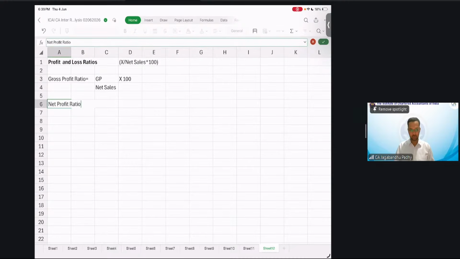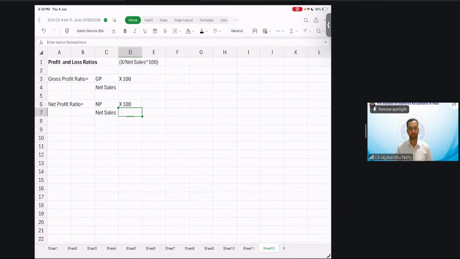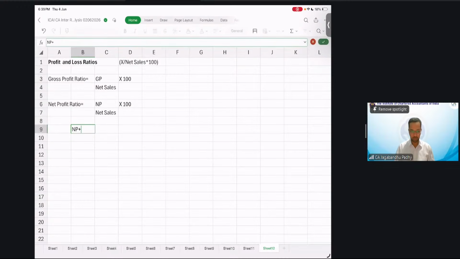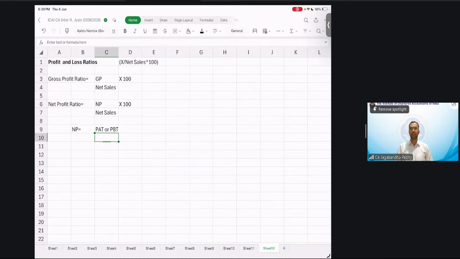Net profit ratio will be net profit upon net sales by 100. Right? Now, what will be net profit? Net profit will be PAT or PBT. If it is after tax, it will be PAT. If it is before tax, then it's going to be profit before tax. Okay.